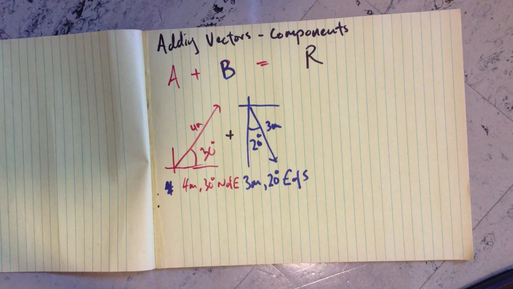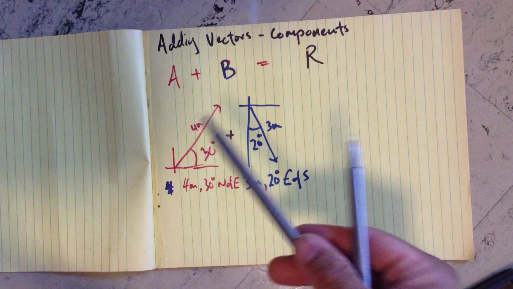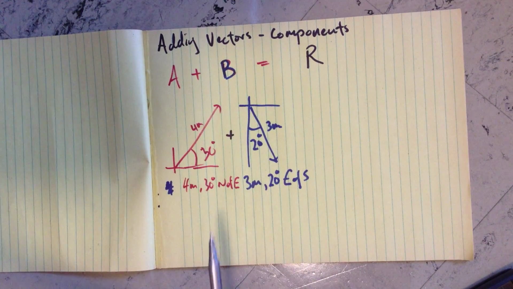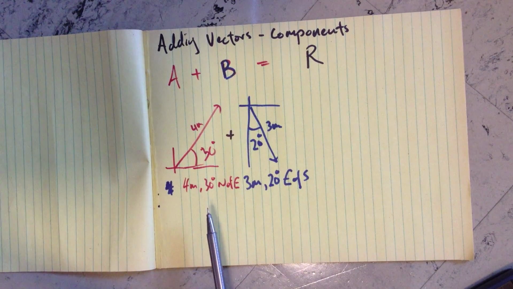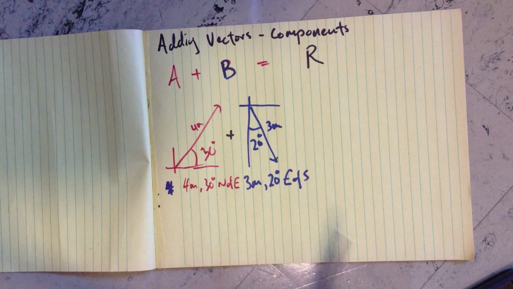Okay, so this is our second video of our adding vectors set, and this one is adding vectors by components. Here we have two vectors to add in the form of a plus b equals r. Vector A is 4 meters 30 degrees north of east. Vector B is 3 meters 20 degrees east of south.